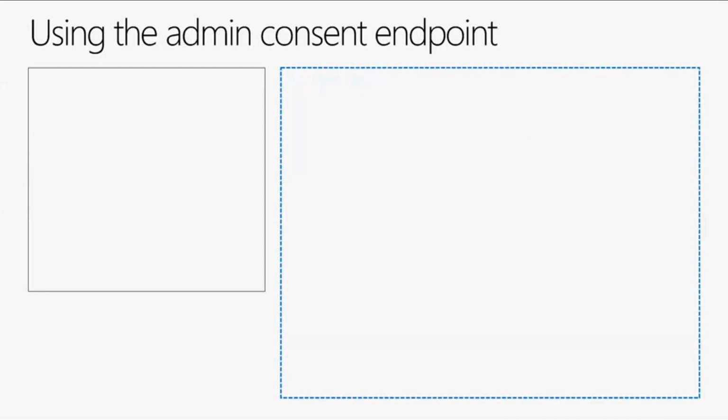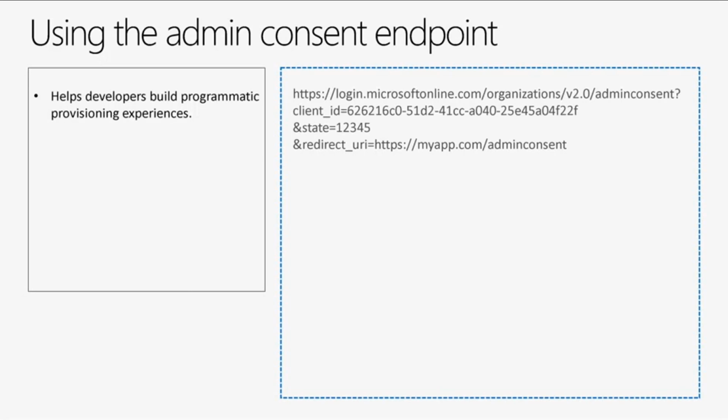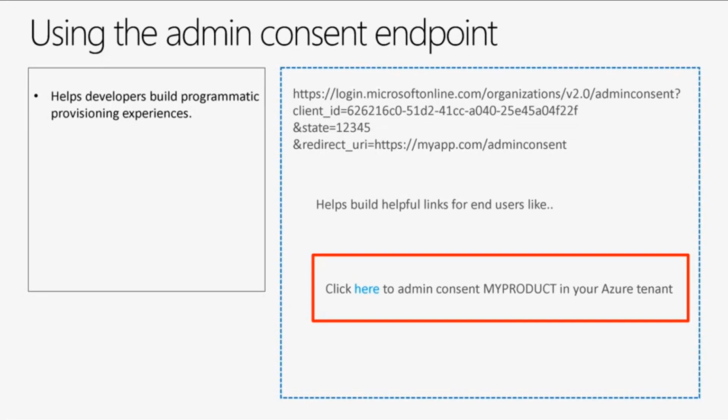The last option, and the one that we want developers to use more, is the admin consent endpoint. It helps you build a programmatic provisioning experience. So instead of even asking a tenant admin to go and download PowerShell and execute a command, you can build a URL like the one we have provided you here. There are links in this deck that we will share with all of you after the session, where you can use this to actually build pages with links like the one that I provided.